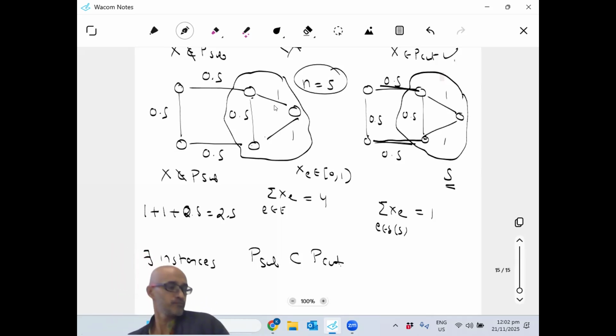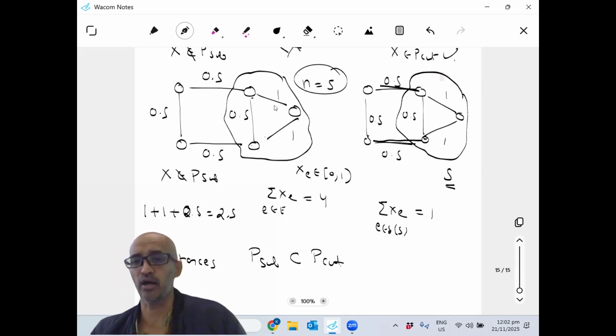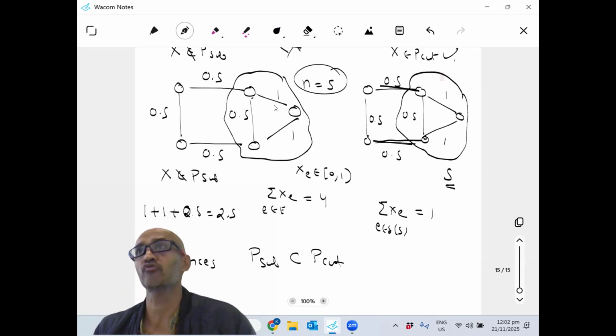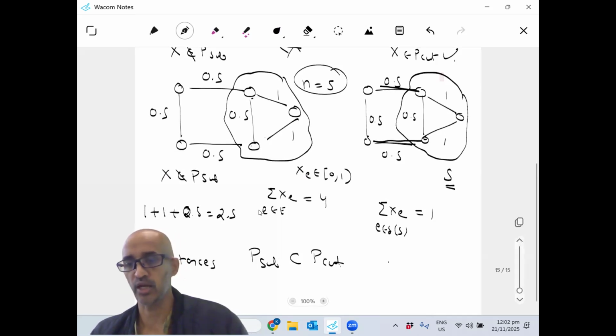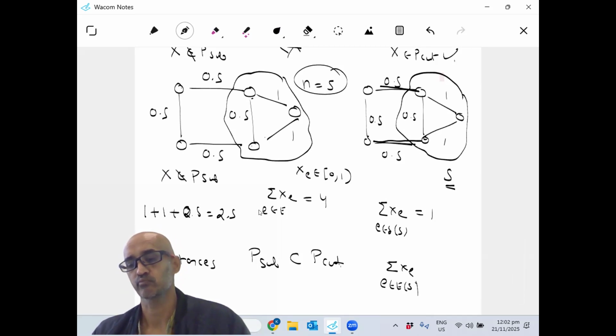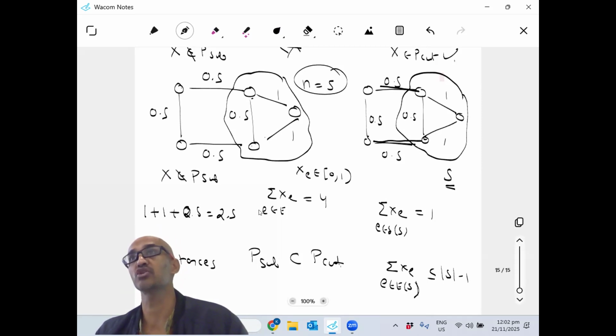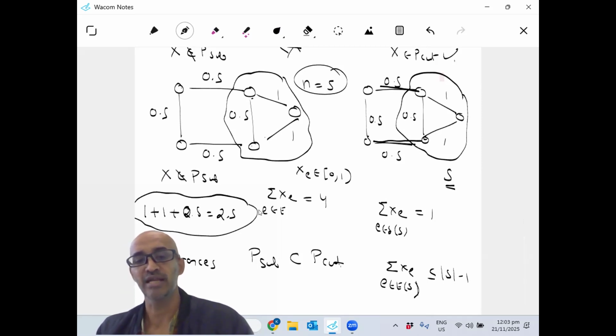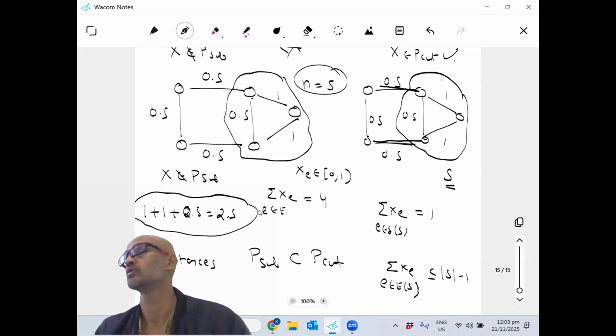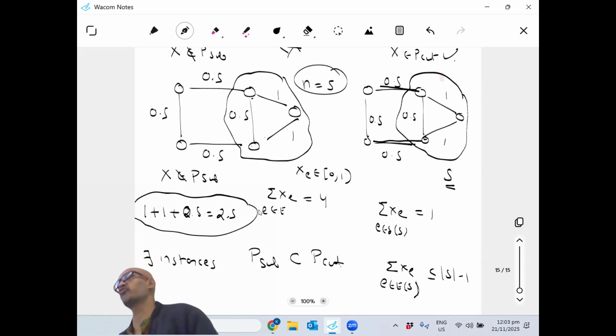Okay, is that clear or no? Did you see why? Could you make out why this is not feasible for P sub? It violates this constraint, because S is of size 3. This should be less than or equal to 2. But in this particular solution, it adds up to more than 2. However, you can check this is always going to be valid for P cut.